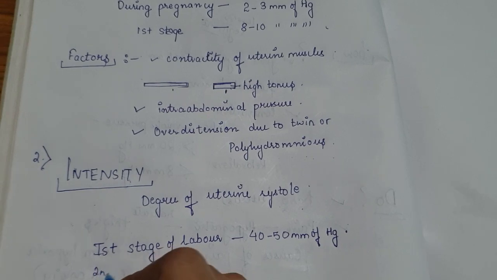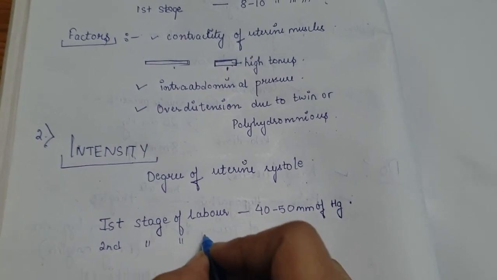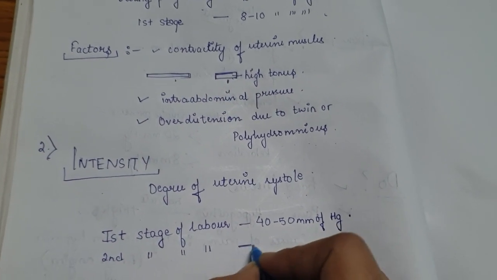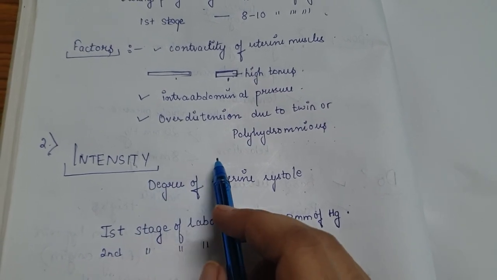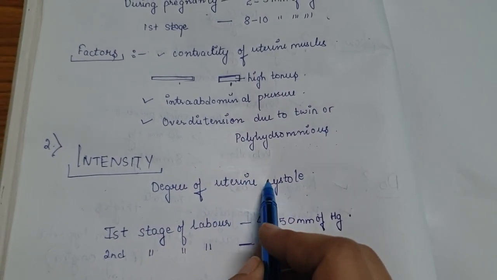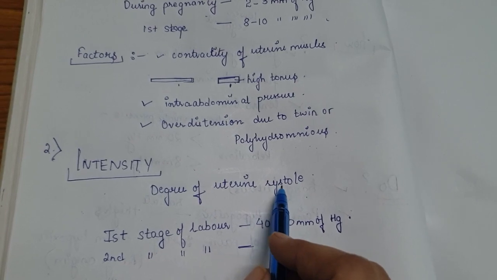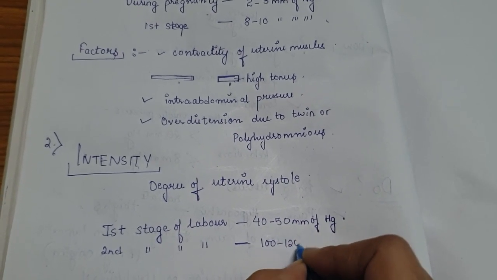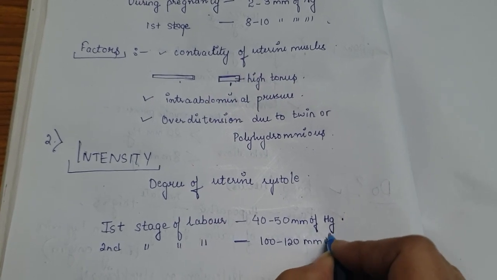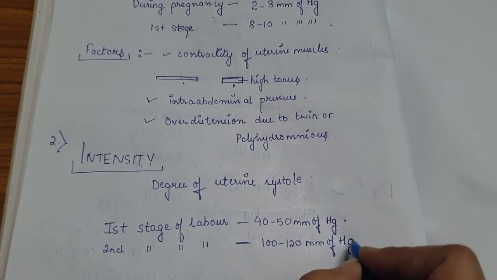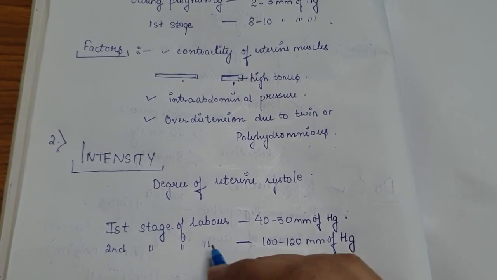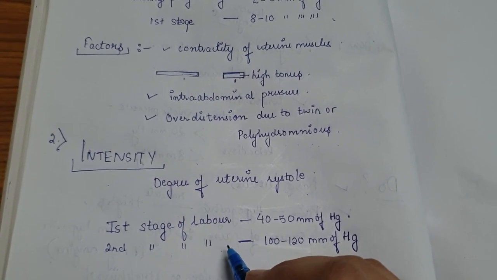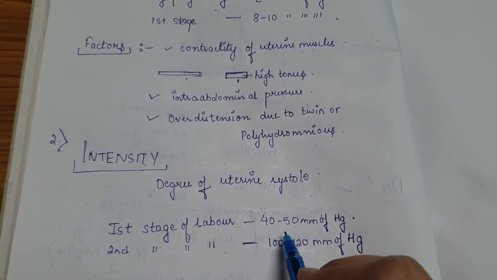And during second stage of labor, the intensity of uterine contraction increases the intrauterine pressure to 100 to 120 mm of Hg, which is maximum in the second stage of labor during the expulsion of fetus.